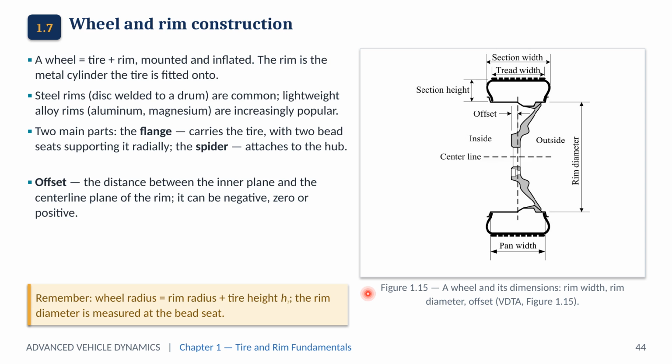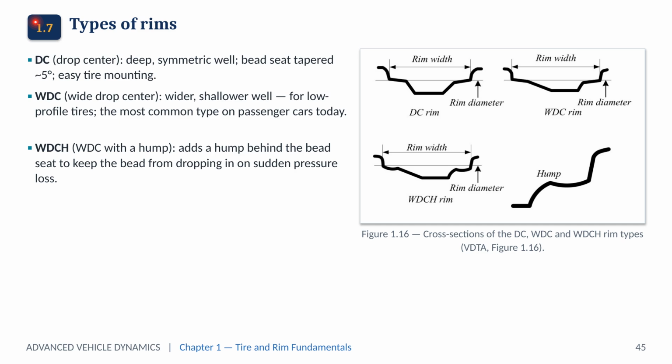Remember, the wheel radius equals the rim radius plus the tire height h_t, and the rim diameter is measured at the bead seat. There are 3 rim types you should distinguish. First, DC, short for drop center, a deep, symmetric well with the bead seat tapered at about 5 degrees. Its advantage is easy tire mounting.